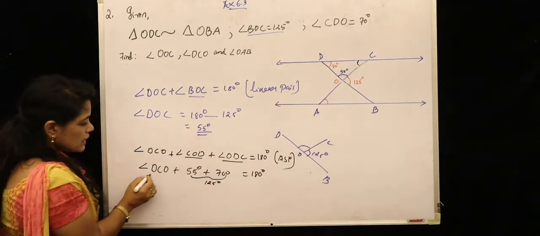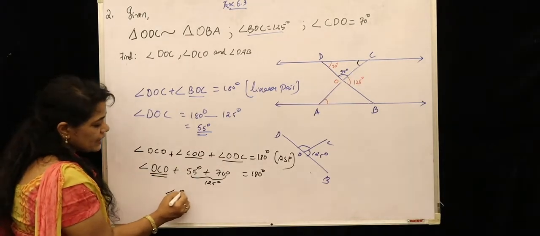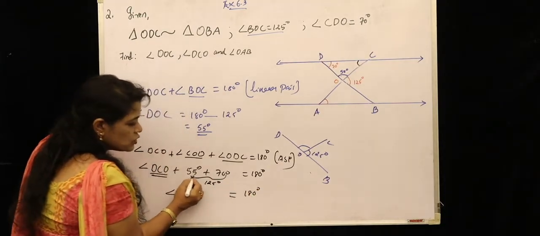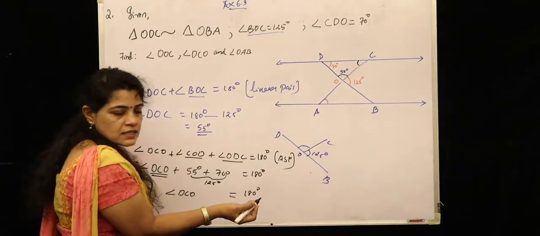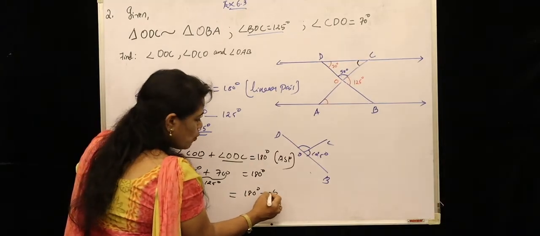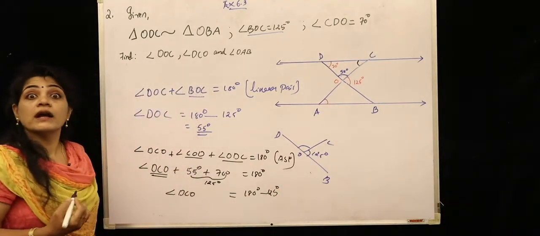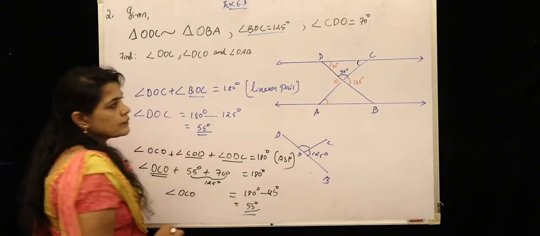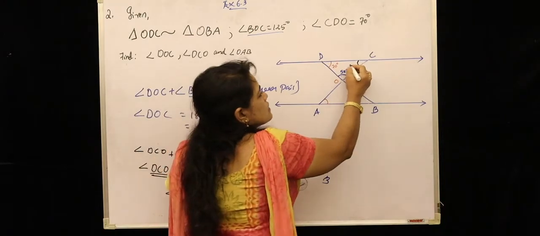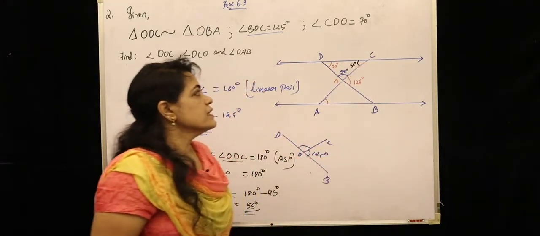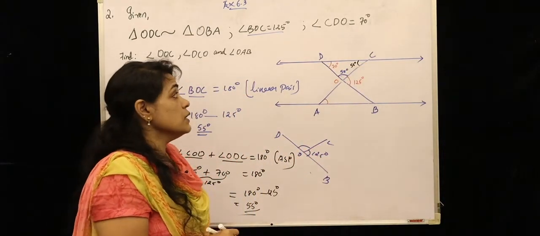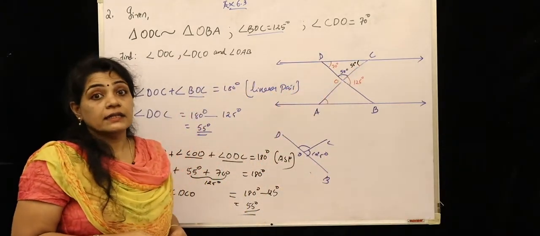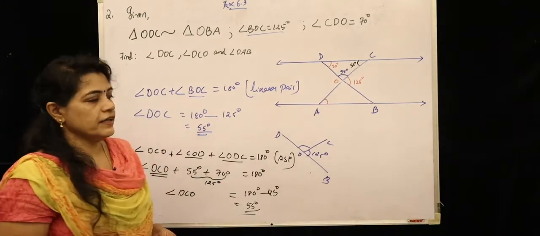Okay, and I want this DCO. Angle DCO will be equal to 180 when these two constants come to RHS under subtraction, that is 125 degree. 180 minus 125, and this is also 55 degree. That means this angle is also 55 degree, that is angle DCO. The second angle also we got, that is marked with the black ink, that is DCO is 55 degree.